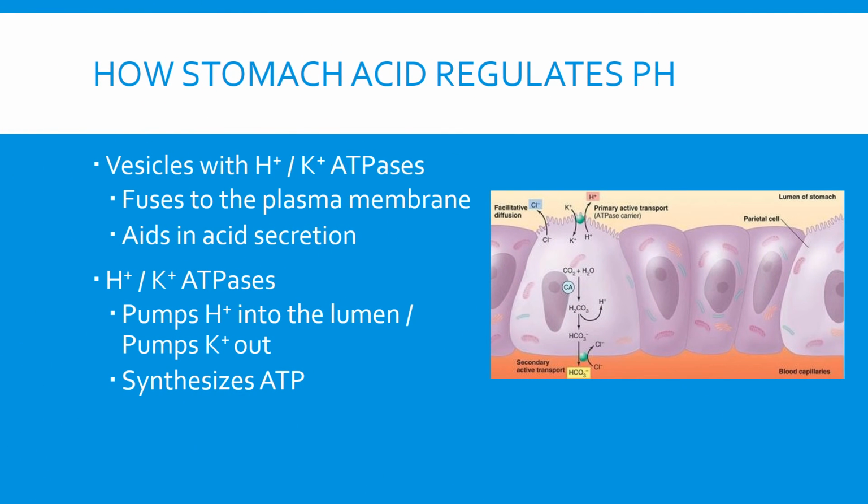Vesicles are a lipid bilayer that consists of many proteins. An important protein, the hydrogen potassium ATPase, aids in acid secretion after the vesicle fuses with the plasma membrane. The hydrogen potassium ATPase pumps hydrogen ions into the lumen while pumping potassium ions out, and it synthesizes ATP.